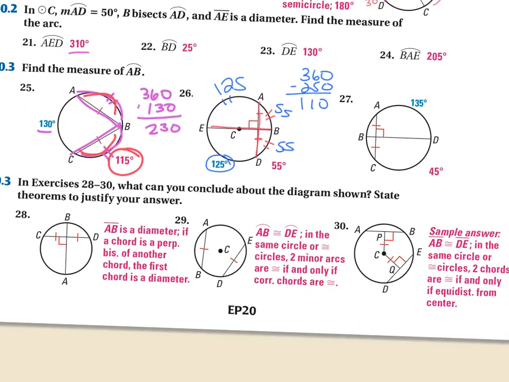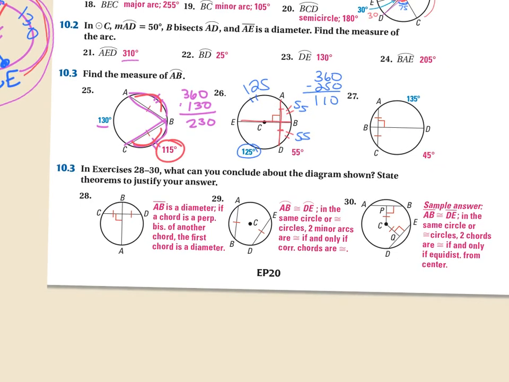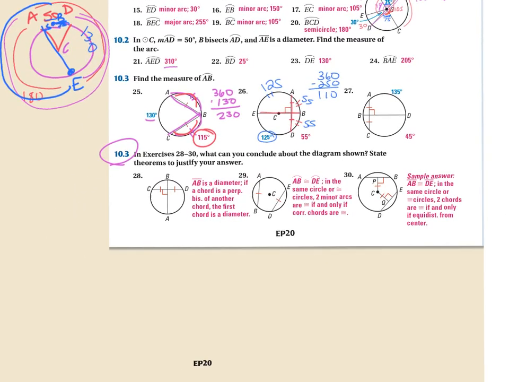Same property is used in 27, just on the reverse side. So again, that's a diameter perpendicular to a chord, which is kind of what's going on in 10.3. You don't really have to justify anything, so you can get to know those properties, but you won't be using them to justify the way that these questions are.